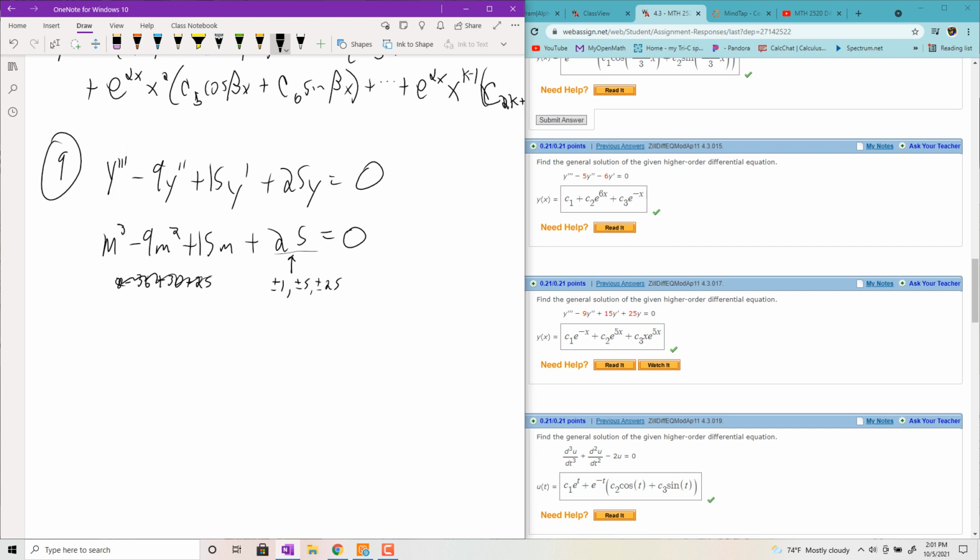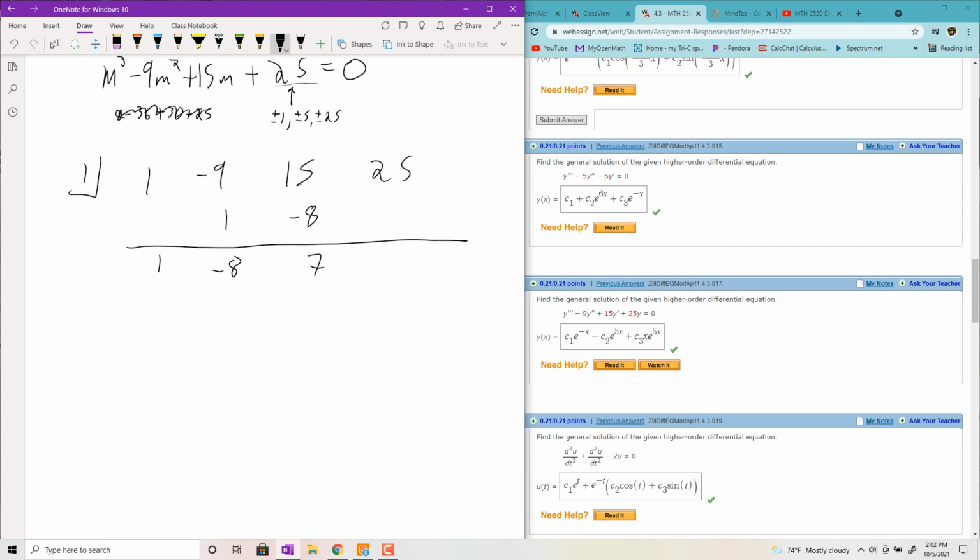So how do I check to see if it works? You use the opposite sign of that thing, and then you plop in the coefficients 1, negative 9, 15, and 25. Bring down the 1. 1 times 1 is 1, so negative 8. Negative 8, that's going to be 7. That one doesn't work. You have to get a 0 at the end. So let's try negative 1. 1, negative 9, 15, 25.